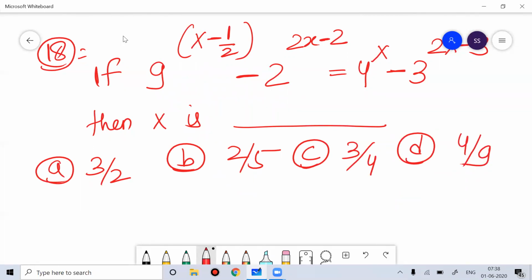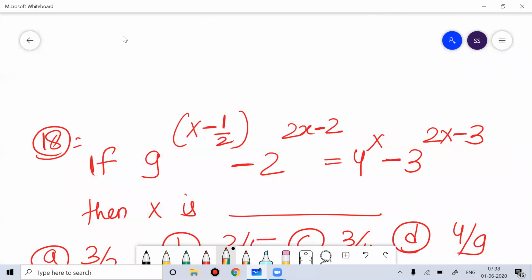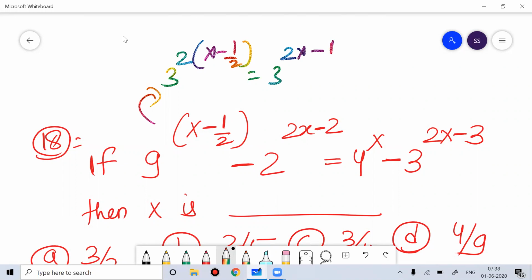Not at all a difficult problem. It's a question on exponentials. I guess this is not a problem on logarithms. By looking at the question only, you can tell this is not a logarithm problem. This is purely a question on exponentials. So 9 I can write as 3 square. That is x minus 1 by 2, which will give you 3 to the power 2x minus 1.